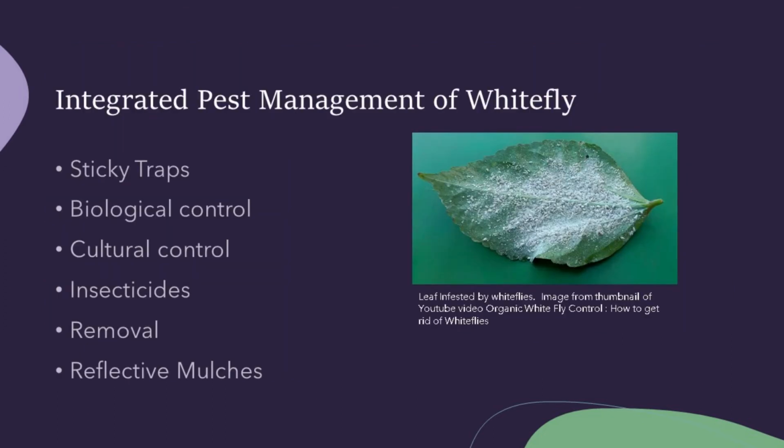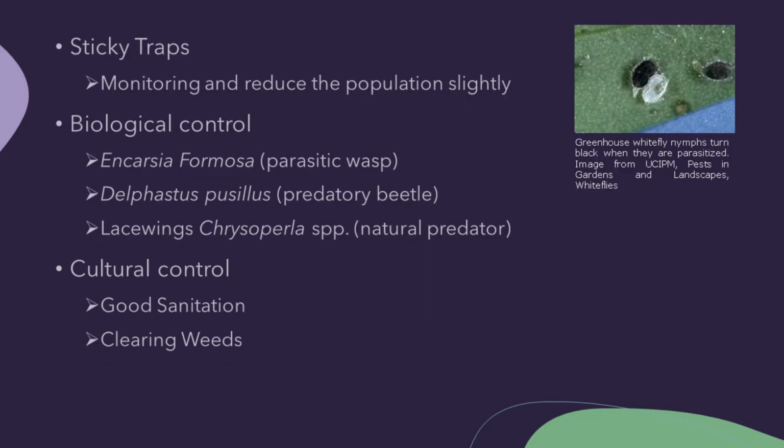Moving on to the next one, we have integrated pest management of whiteflies, which are sticky traps, biological control, cultural control, insecticides, removal, and reflective mulches. Some whitefly infestations can be as severe as the picture shown here. Sticky traps are just for monitoring and also to reduce the population of the whiteflies slightly.